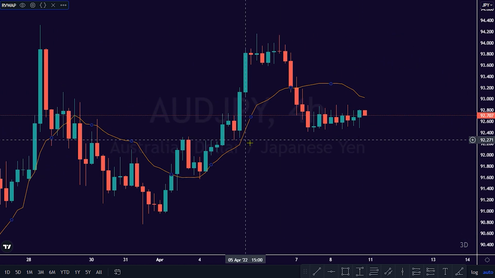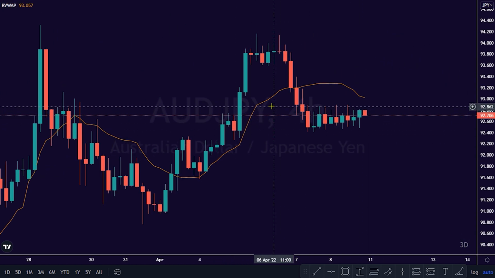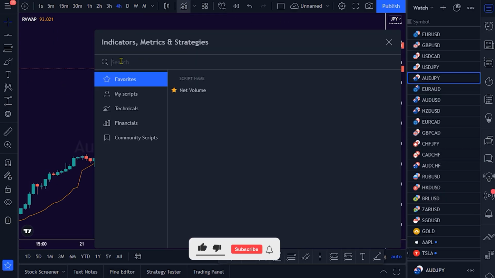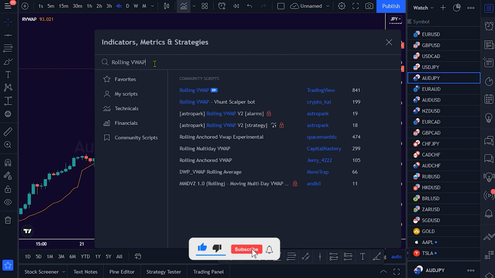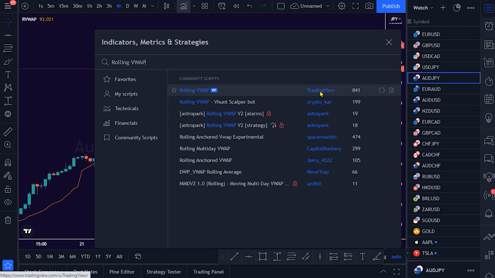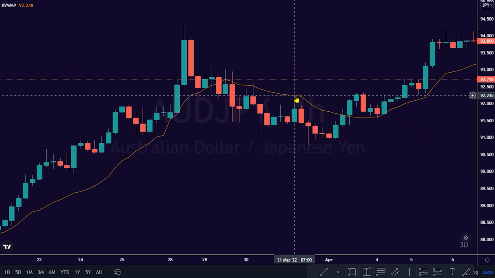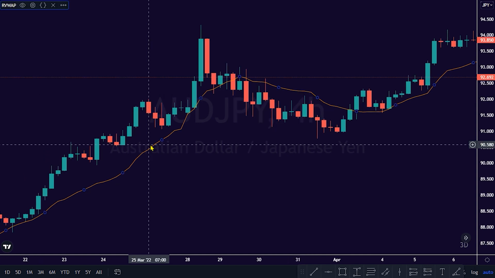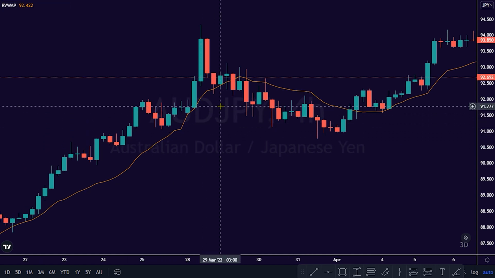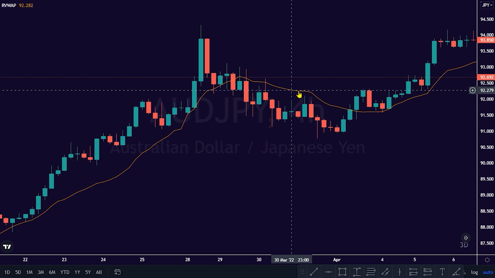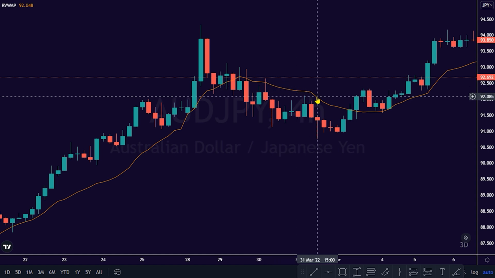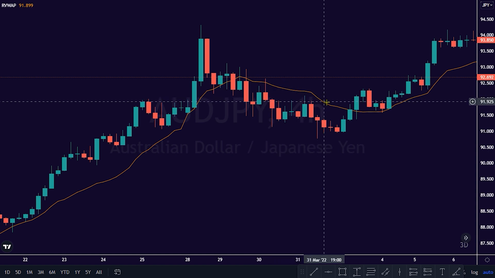To apply this indicator on the trading chart, type the keyword rolling VWAP and select the EP version by TradingView. As we can see, here is the trading indicator. Before I proceed to educate you about how this trading indicator works, I need to highlight indicators and their purpose so you can have a quick understanding of how the indicator works.